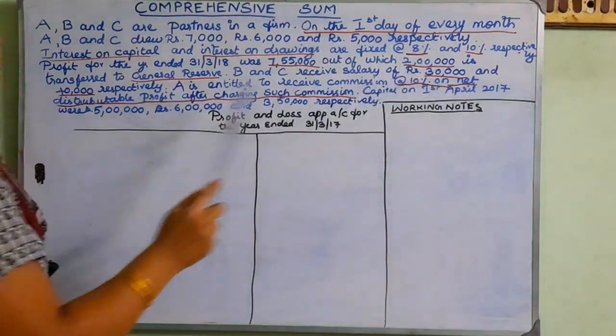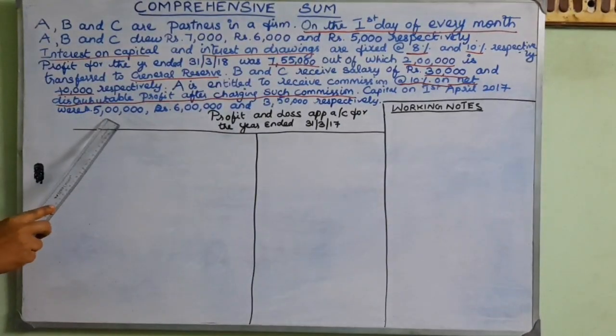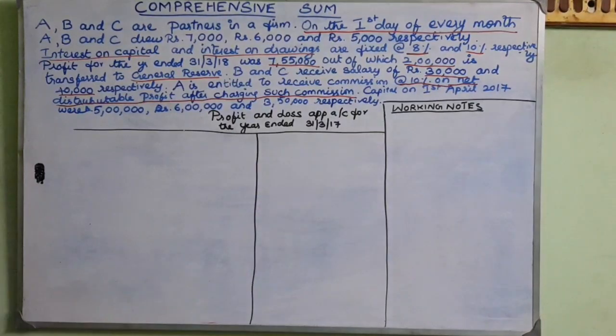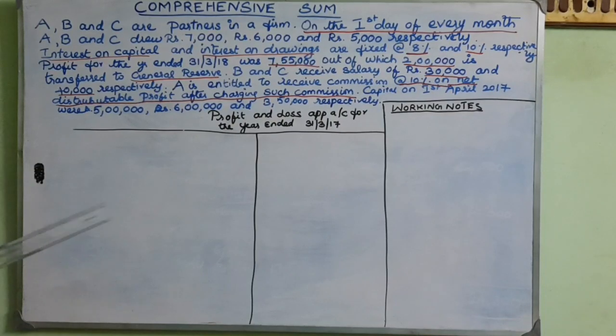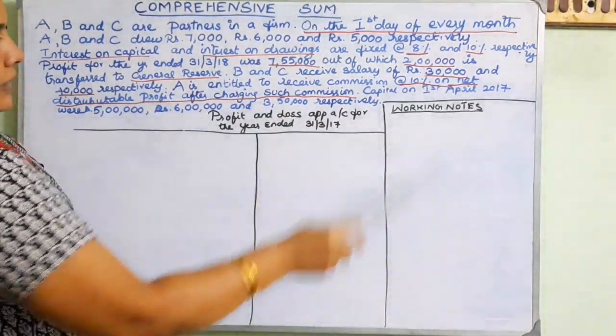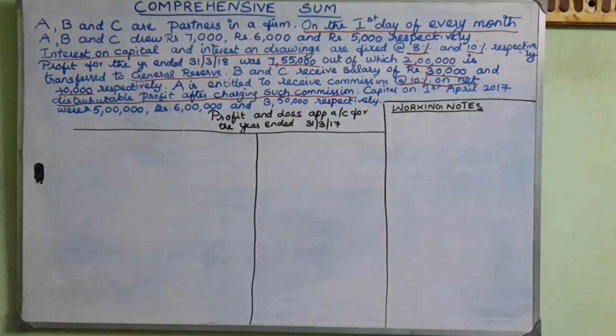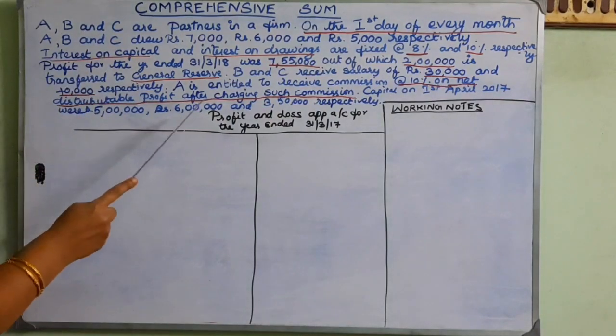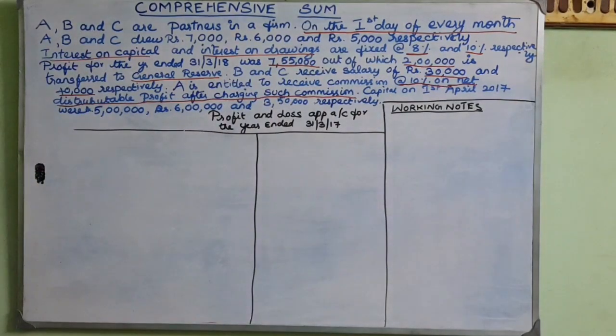Capital on 1st April 2017 were rupees 5 lakh, rupees 6 lakh and 3,50,000 respectively. So interest on capital is to be calculated on the opening capital. They have given you the opening capital, that is 1st April 2017 capital. For A it is 5 lakh, for B 6 lakh and C is 3,50,000. So let us start doing the sums, children, from the beginning.